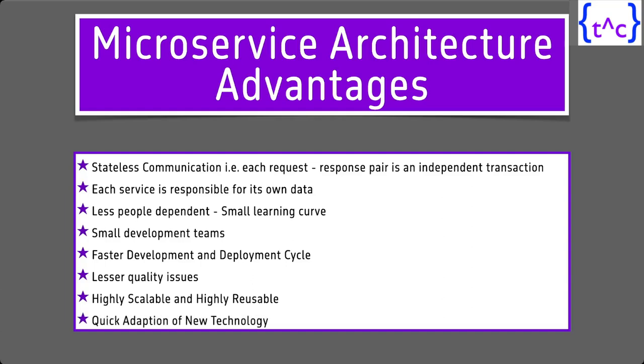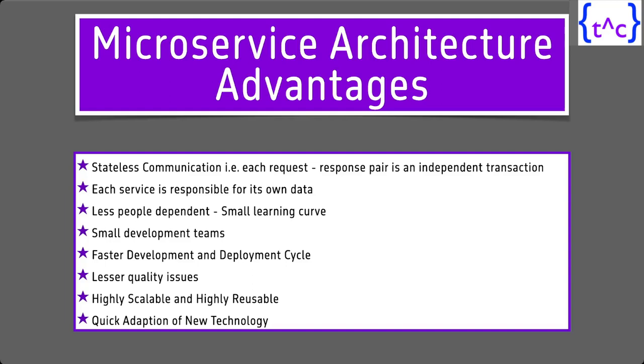Quick adaptation of new technology. So new technology adaptation becomes very fast in microservice architecture. As we discussed, services are smaller and there are smaller development teams working on them. So if at all there is a need for having a new technology in the service, it is very quick and easy to do that. All right, I've listed down the key features or the key advantages of microservices architecture.